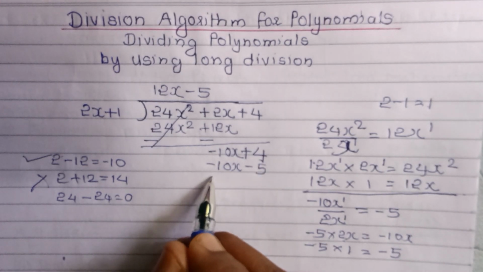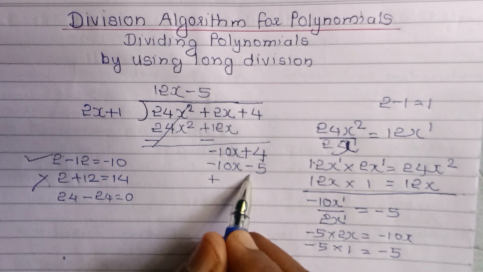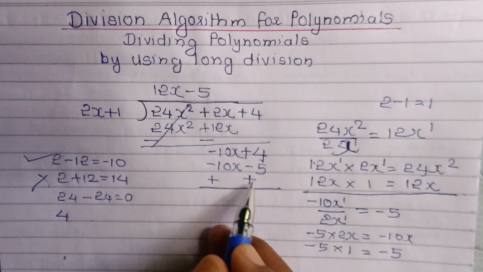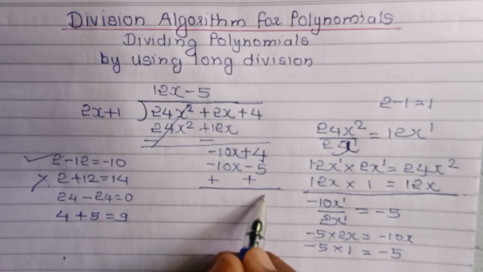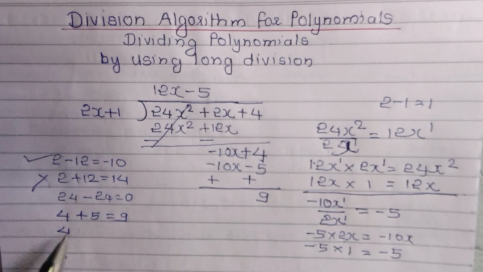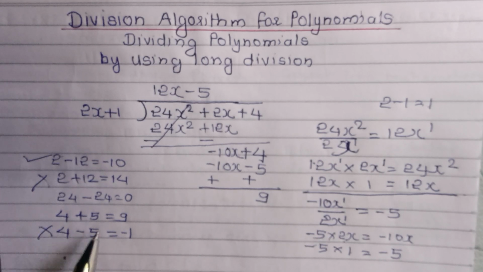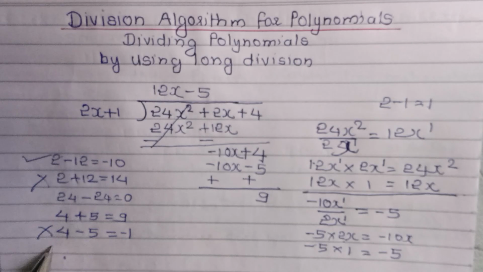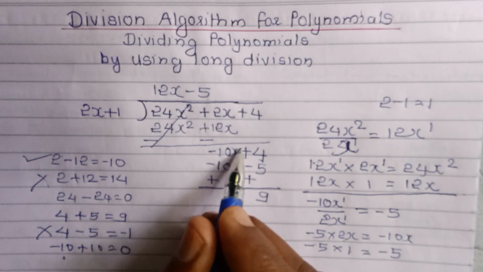Next you have to change the sign. This is minus, therefore you have to write plus. So plus 4, and this is plus 5. Plus 5, the answer is 9. So therefore you have to write 9. Don't write 4 minus 5; 4 minus 5 is minus 1, and if you write this, it is incorrect. So 4 plus 5 is 9. And this is minus 10 plus 10, so the answer is 0. If it is 0, no need to write anything here.